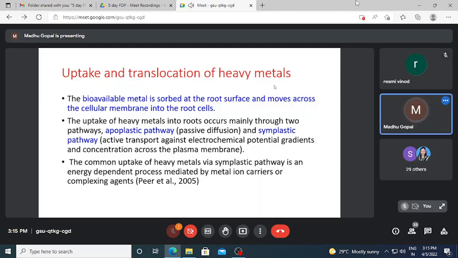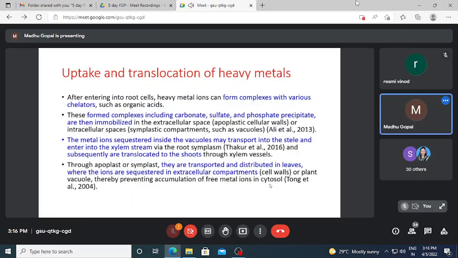And the uptake of heavy metals into roots occurs through two pathways. Two mechanisms are there. One is called the apoplastic pathway, which is a passive diffusion process. And the second one is the symplastic pathway, which is an active transport pathway. So there is a passive diffusion and an active transport pathway. The common uptake of heavy metals via the symplastic pathway is an energy dependent process and is mediated by metal ion carriers or complexing agents.